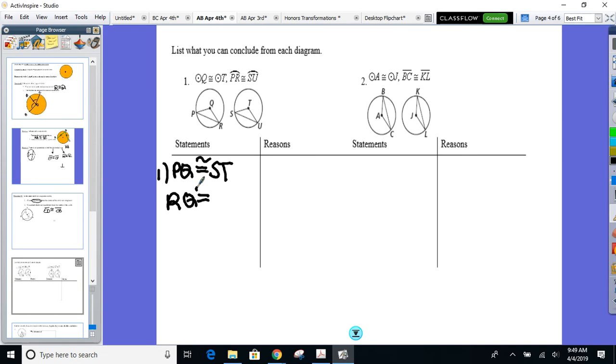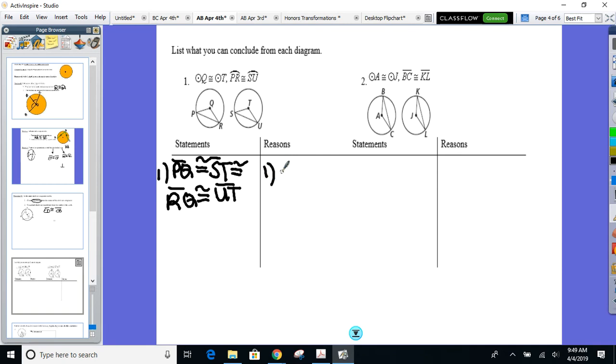RQ is congruent to UT. Anybody want to say anything else here? What are PQ and QR? Radii in the same circle. What do you know? Anybody know anything about all radii in the same circle? So what do you know about all 4? They're all congruent to each other. All 4 are congruent.